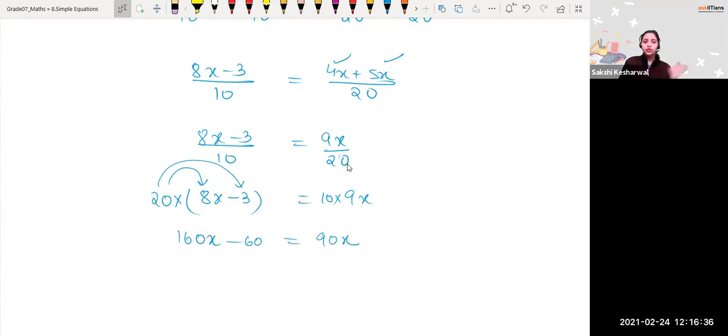90x. Now again do the transposition. So you transpose this 90 to this side and 60 to this side. So 160x minus 90x is equal to plus 60, because plus 90 will become negative and negative 60 will become positive 60. So this is equal to how much, beta?